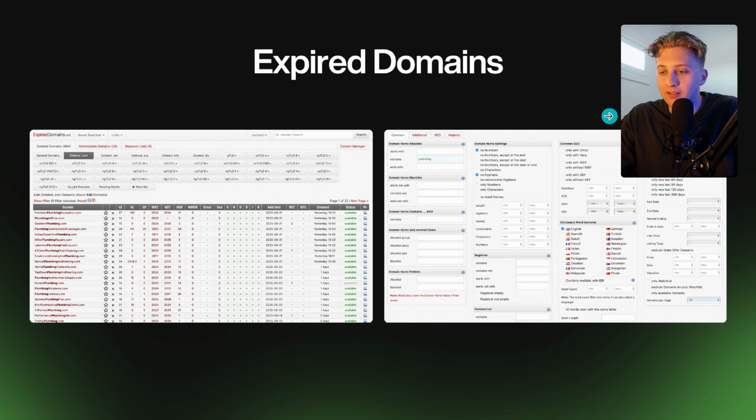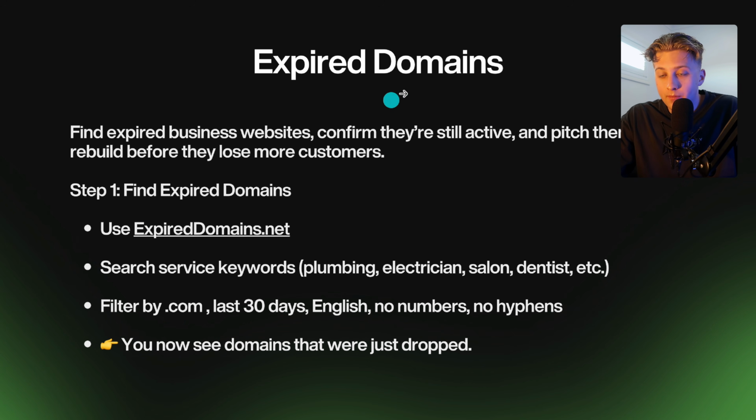The first one is with expired domains. It might look a bit confusing, it'll all make sense in a moment. Now, for all of these, I'm going to do a quick overview, and then I'm actually going to share my screen and show you exactly how you do it in real time to find web design clients for your agency, okay? Now, first step, expired domains. So, we're going to find expired businesses' websites, confirm they're still active, and then pitch them a rebuild before they lose more customers. So, step 1, find expired domains.